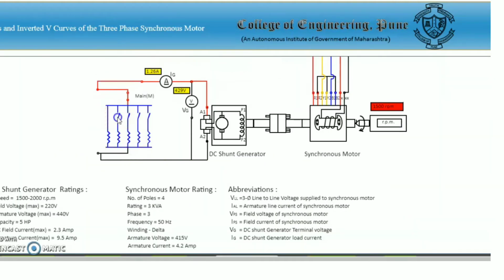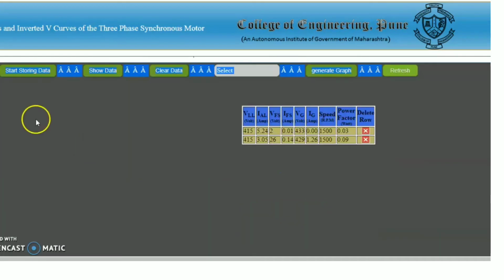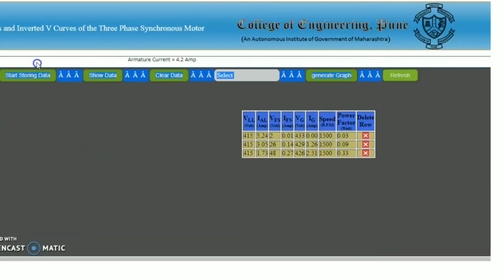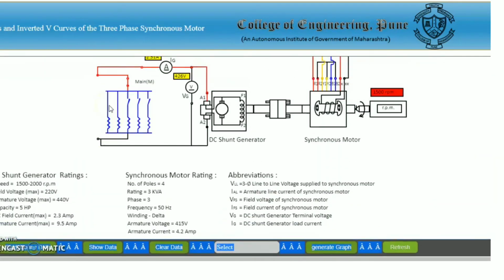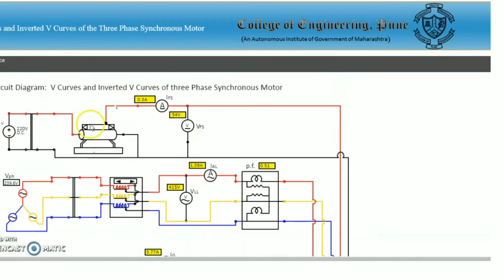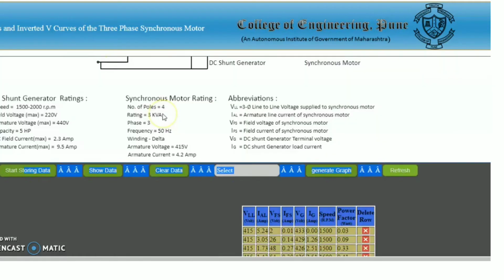And then add another load, increase the value. Now power factor increasing, and then store the data, check the data whether it is stored or not. Then increase, store, and show the data. Add another load and increase the value, and then store the data and check the data.